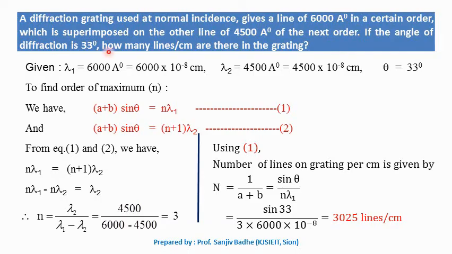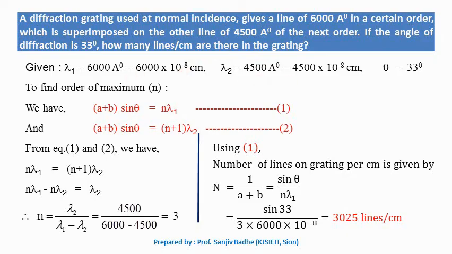This is one more problem to calculate the number of lines per centimeter on the grating. Here we are not using monochromatic light. A diffraction grating used at normal incidence gives a line of 6000 angstroms in a certain order, which is superimposed on the other line of 4500 angstroms of the next order. If the angle of diffraction is 33 degrees, how many lines per centimeter are there in the grating?